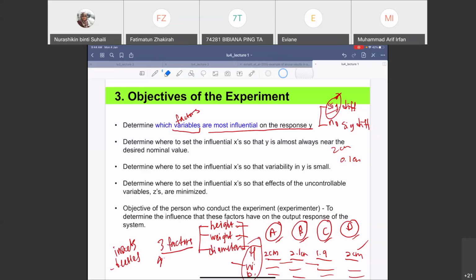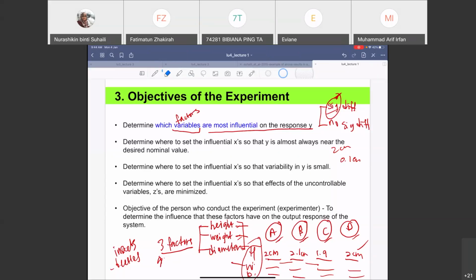Okay. Determine where to set the influential x so that y is almost near to the desired nominal value. Okay. Determine where to set x so that variability in y is small. Okay. It's something to do with how you set the levels and so on. Okay? So basically that's the thing.